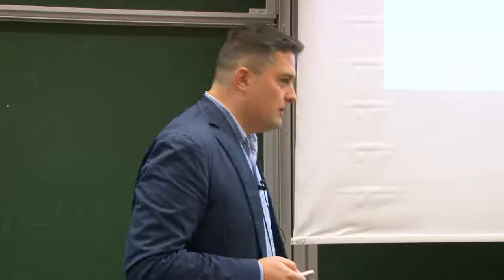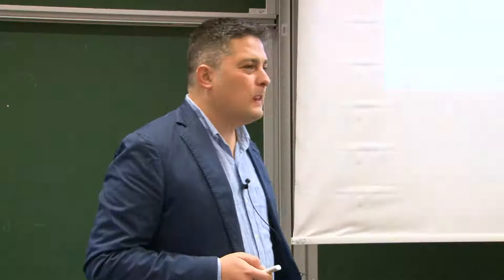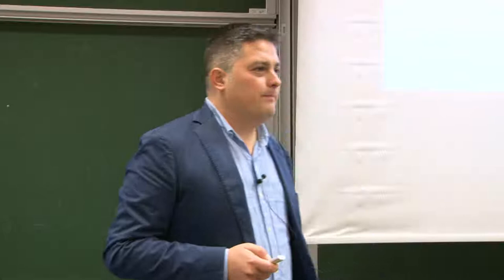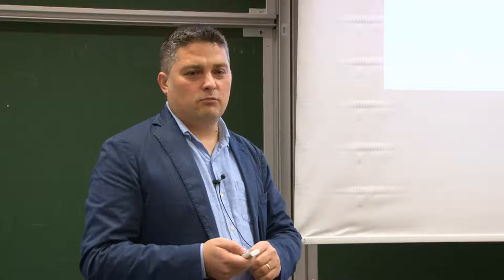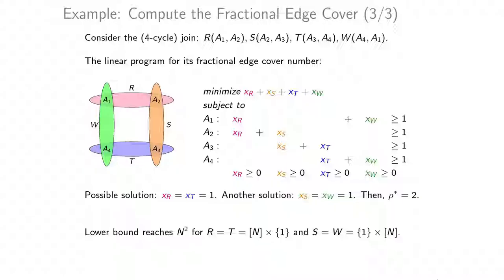I'm just not sure if this was stated, but the claim is that you can have an algorithm with running time n to the power of rho star. Yeah, and I will come back to the algorithms that can achieve this. And the output size is also bounded by n to the rho star. Exactly. Essentially, these worst-case optimal join algorithms, which I will discuss a bit later, are worst-case optimal in the sense that their running time is proportional to the size of the result.